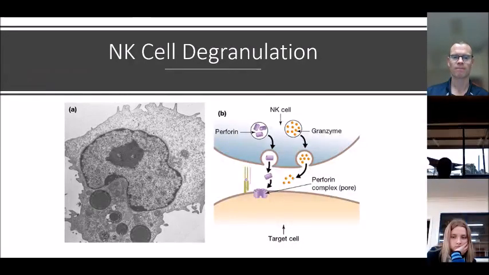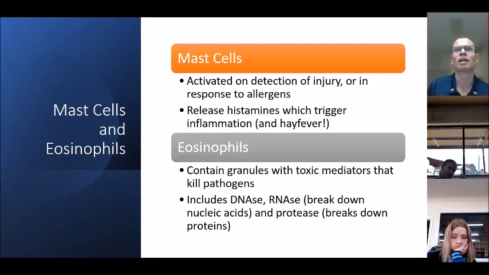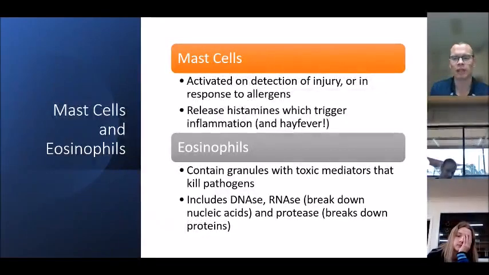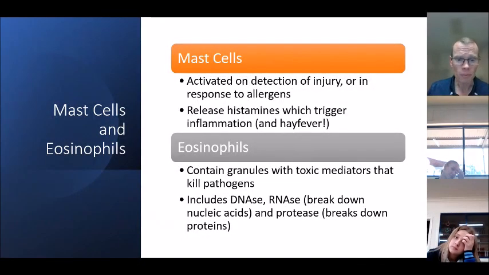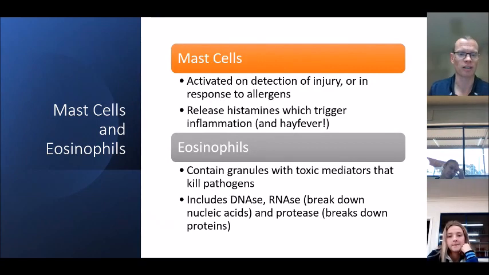Okay? The last 2 cell types that you need to know about are mast cells, which we'll talk about more later. But mast cells will be activated when they detect injury or in response to allergy. They release histamines. So Paige, yesterday you said you get hay fever. I imagine you take antihistamines to keep that under control.